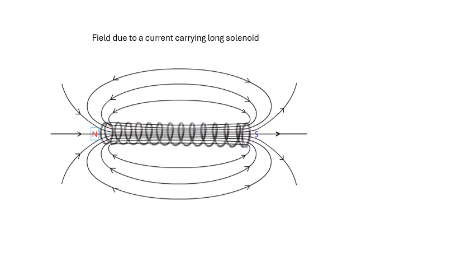This is the field due to a solenoid. So we get our piece of wire and we wrap it round a toilet tube, and then we put a current through it. And what you'll notice is that we get a field which is very, very similar to a bar magnet. Inside the solenoid, the field is actually pretty uniform, but outside the solenoid, very, very similar to a bar magnet.